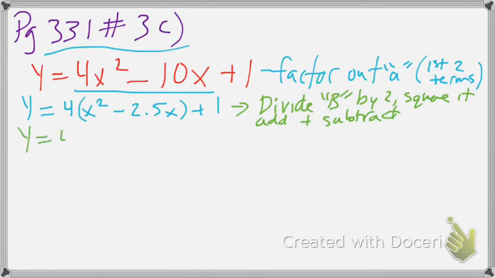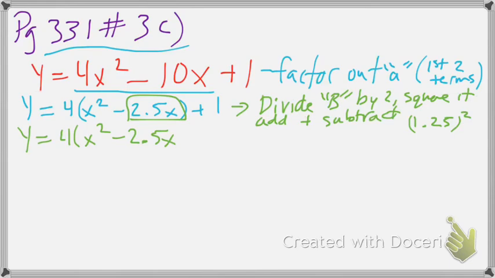Y is equal to 4 bracket x squared subtract 2.5x. Now this value here, we need to divide by 2 and square it. Half of 2.5 is 1.25, I know that, but I just got my calculator here. 2.5 divided by 2, 1.25 squared. I'll write it over here. 1.25 times 1.25 is 1.5625.